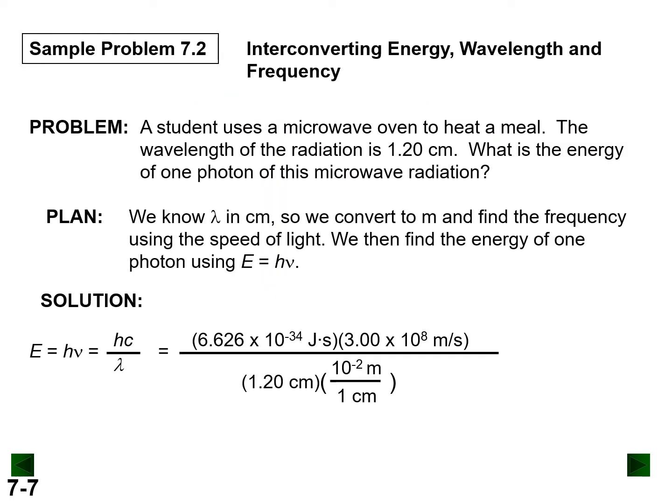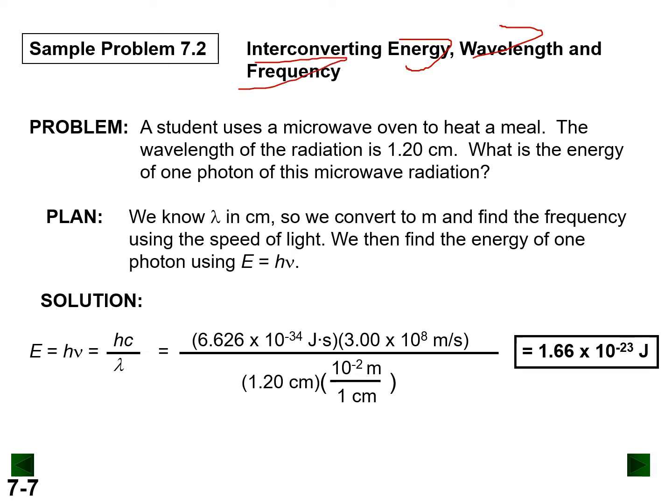Sample problem 7.2 shows us how we relate the energy, wavelength, and frequency. From this problem, we need to determine the energy of one photon of microwave radiation, given that the wavelength of the radiation is 1.20 cm. So we need to find the energy. We know that energy equals hv, and we are given the wavelength of the radiation, which is 1.20 cm.